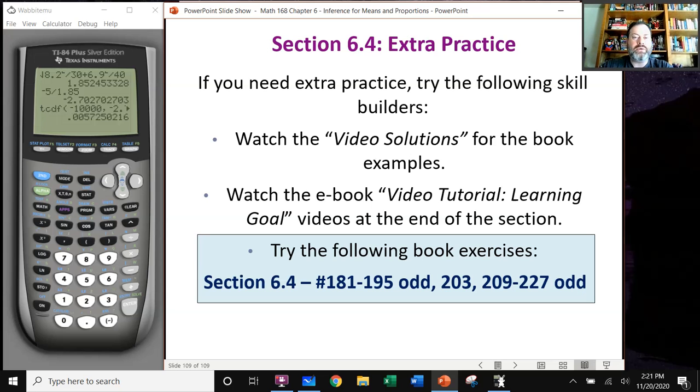And if you want to stick around at the end of this video right now, I'm going to show you how to do the calculator shortcut.